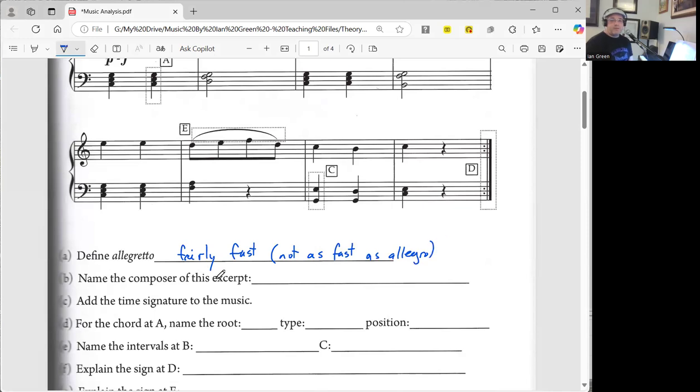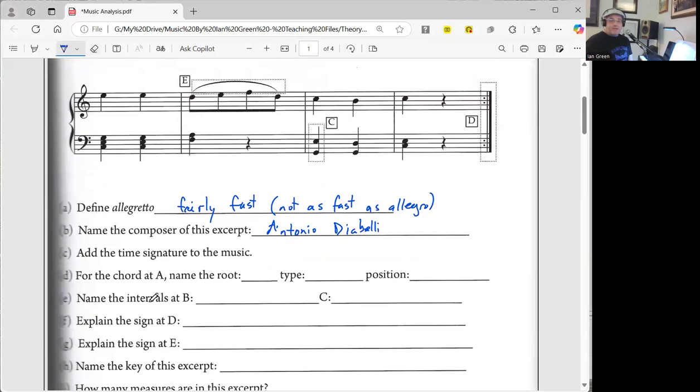Now, name the composer of this excerpt. Well, that's easy. That's Antonio Diabelli. So we can write that down too. Not all the questions are going to be as easy as this, but sometimes it's good to get an easy question to answer. So Antonio Diabelli.